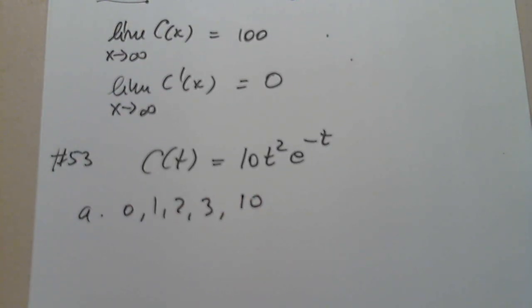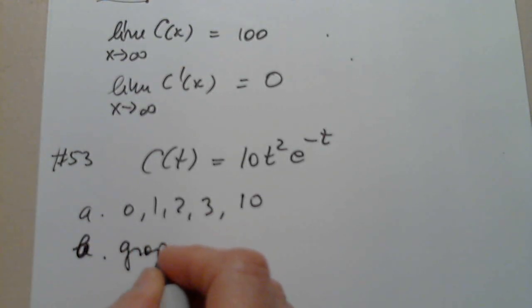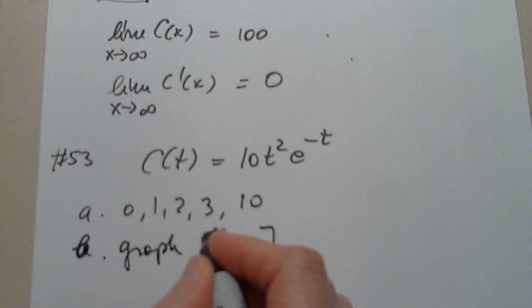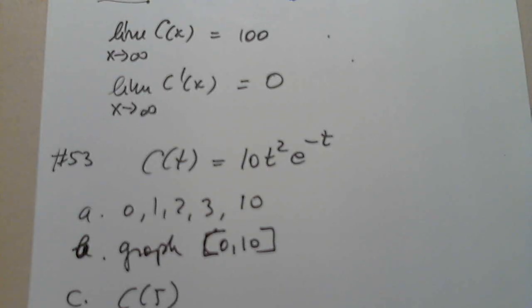We can use the graph to look at the graph between 0 and 10. We can do that. But then they're asking us to discuss C of 5 and C prime of 5. Good. The question says, find the concentration and then later on find C prime of 5. So let's find the concentration first.